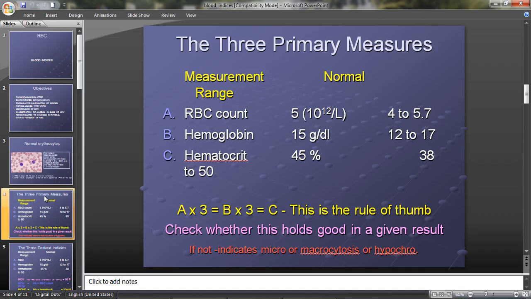This is the rule of thumb, and check whether this holds good in a given result. If not, it indicates micro or macrocytosis or hypochromasia. Now microcytosis means that the average diameter of the RBC is decreased. Macrocytosis, the diameter of the RBC is increased. Hypochromasia, the color is dull or less because of the less hemoglobin.